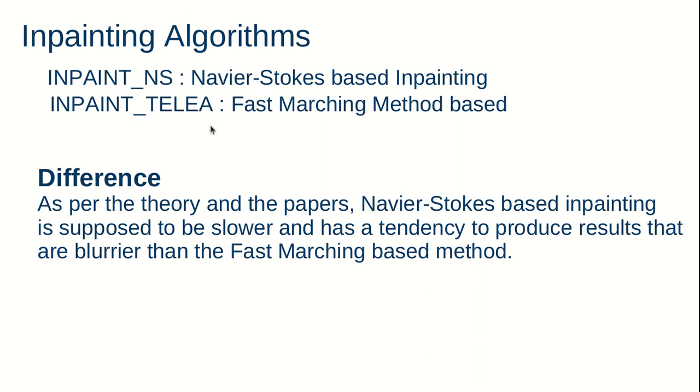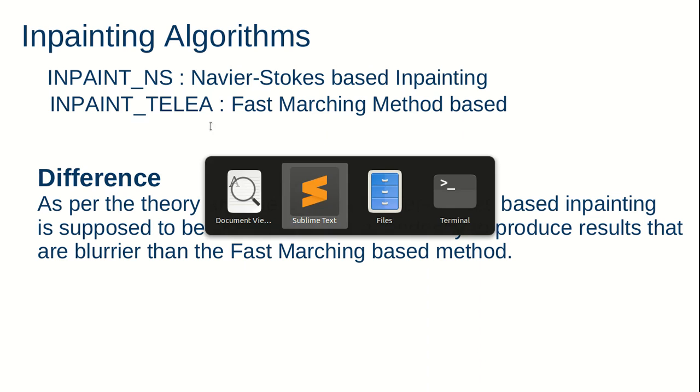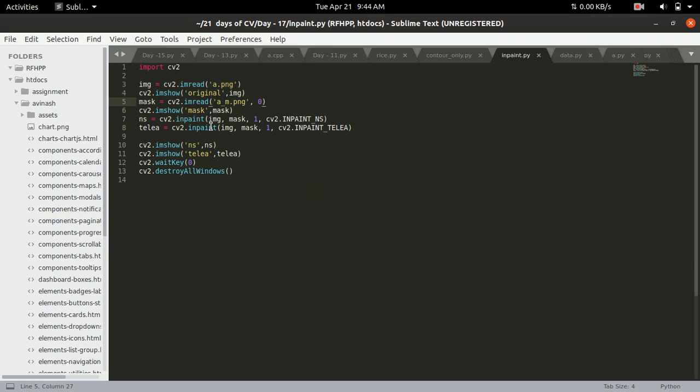So let's now take a look at the code. This is a small code. In the first line I have imported the cv2 library that we are using in this series. After that I am reading my input image and the mask image, and here I am using cv2.inpaint, which is the Navier-Stokes method, and cv2.INPAINT_TELEA for the fast marching method. It takes 4 arguments. First is the original image, second is the mask image, and third is the radius.